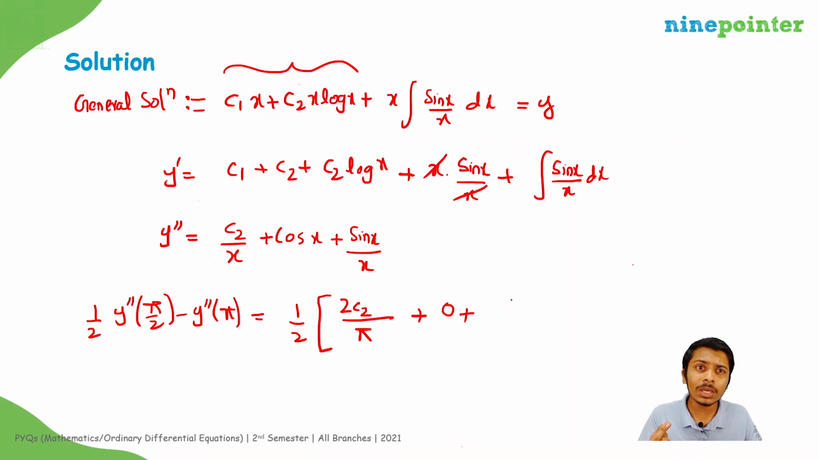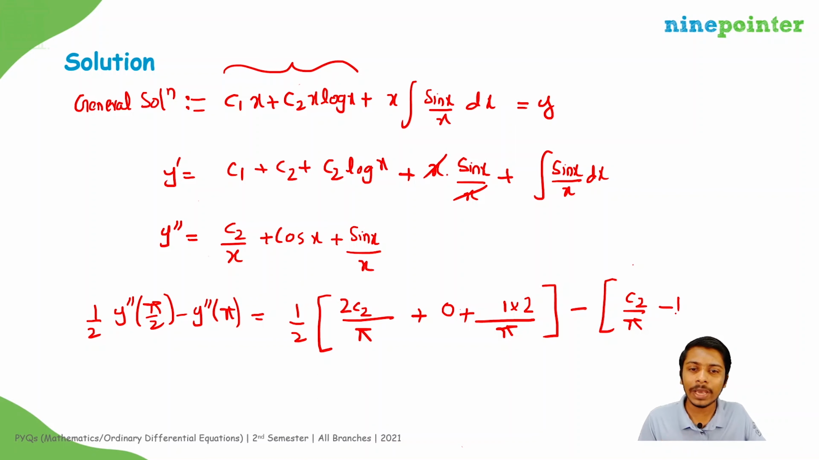What is sin pi by 2? Sin pi by 2 is actually 1 divided by pi by 2 in the denominator, so pi will stay there and 2 will come to the numerator. Okay, that's it. Minus y double prime of pi. What's that? That will be c2 by pi plus cos pi. What is cos pi? It is minus 1. And we will have plus sin pi by pi. Sin pi is 0, so that's just plus 0.